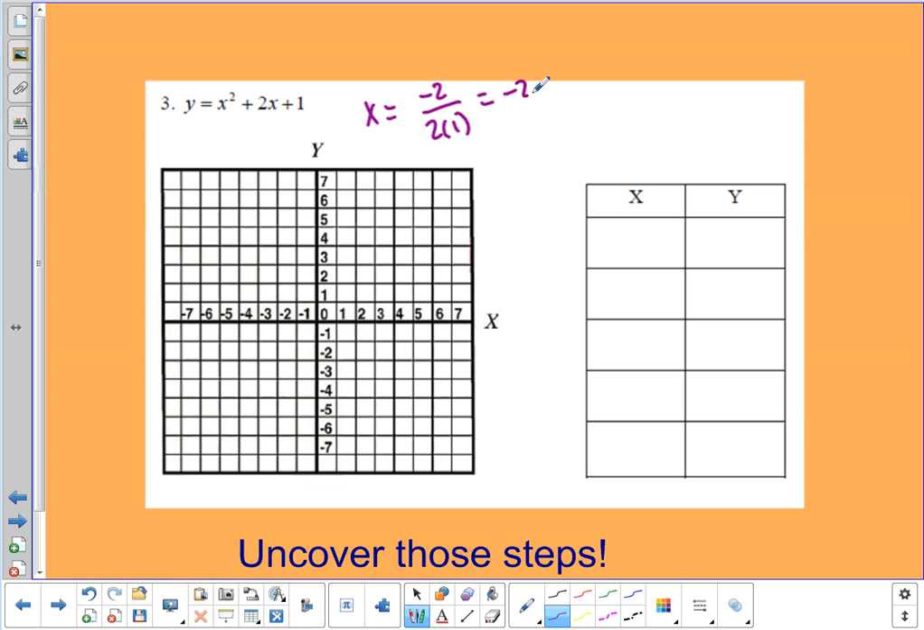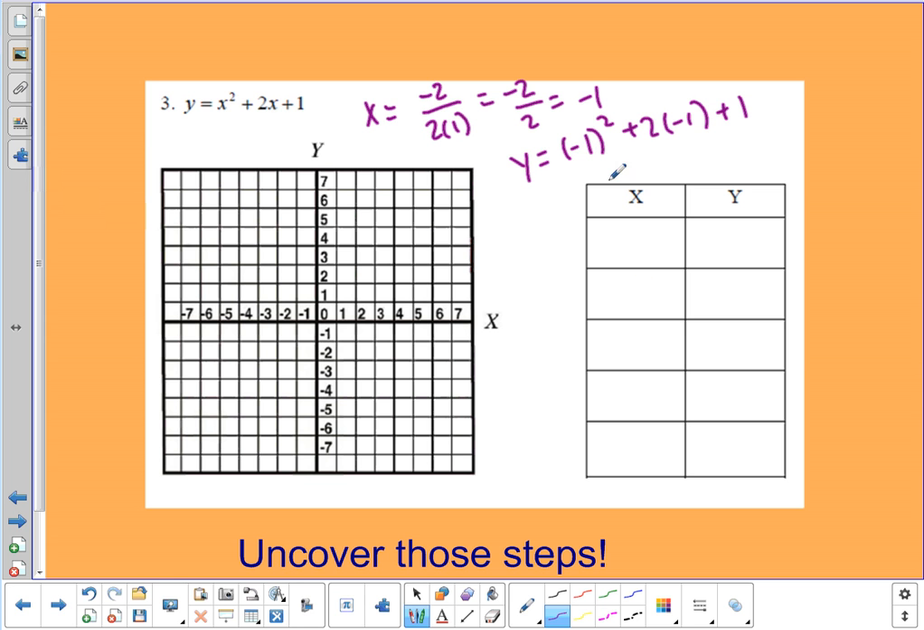That's -2 over 2, which is -1. Then the y value is going to be -1 quantity squared plus 2 times -1 plus 1. Now that negative is with the x value of my vertex, so now it goes inside and it does get squared. And if you type this into your calculator, it will tell you -1 unless you put parentheses around it. You have to put parentheses around negative values when you're squaring them, because otherwise your calculator only squares the number.